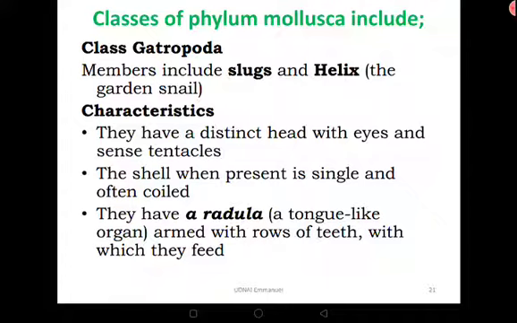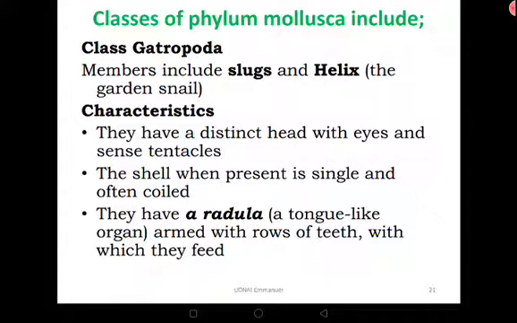Those are their characteristics. So let's look at the classes that are found in this phylum. We have class Gastropoda. And these ones include the slugs and the snails. They include the slugs and the snails. And these are the most common ones in our terrestrial habitats.